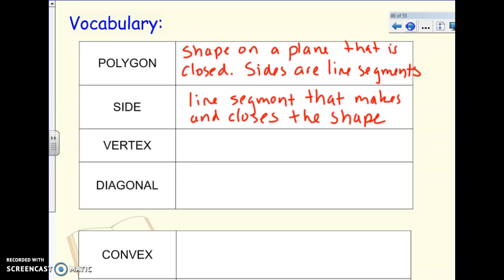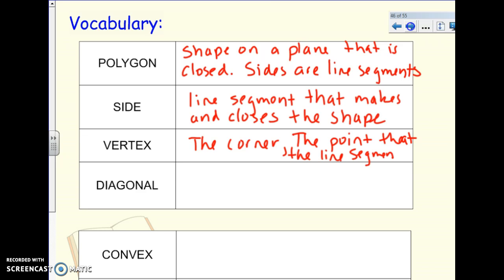And the vertex, just like in an angle, the vertex is basically the corner. All right, so technically the technical definition is the point that the line segments share, or the sides share.